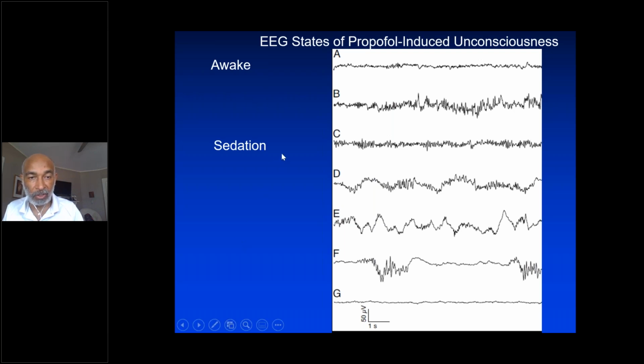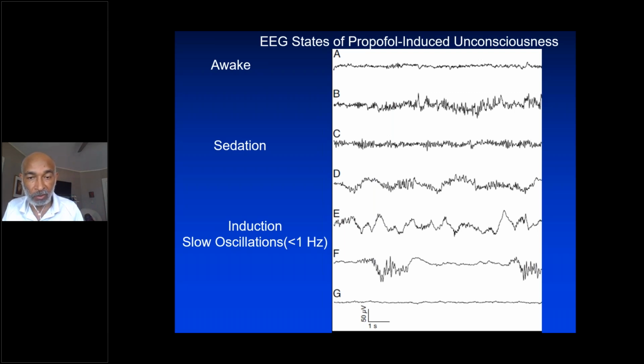This is what are called beta oscillations, between 6 to 12 cycles per second. And if I wanted to sedate her so she could have a small procedure like a colonoscopy, that's what I'd shoot for. But the states below this, from D down through G, these are states of coma. These are states of profound unconsciousness.